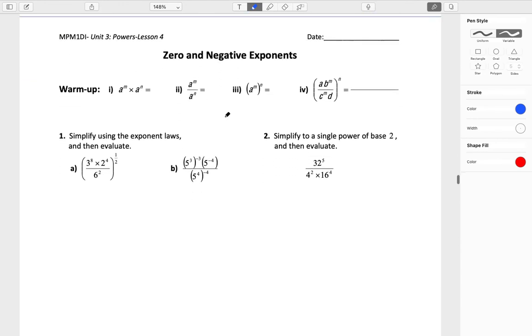The next section is where we're going to talk about the zero and negative exponents. So again, reminder: a to the m plus n, a to the m minus n, a to the m times n, and this applies to all the different variables in the bracket. So it's a to the n, b to the m times n, over c to the m times n, and d to the n.